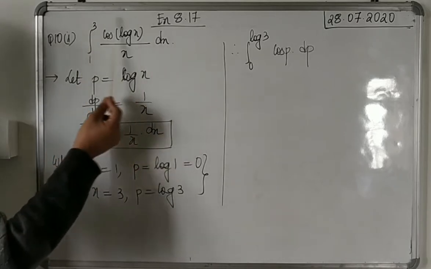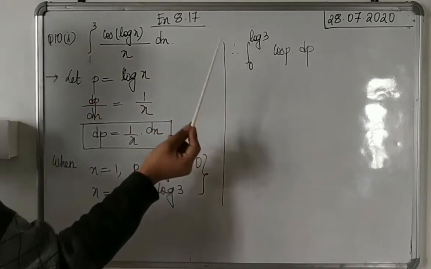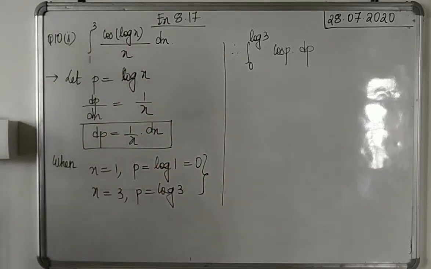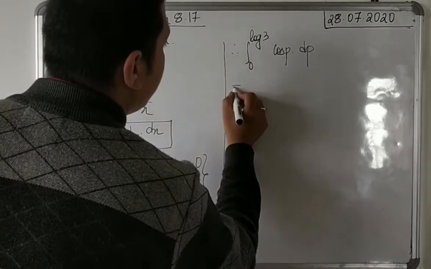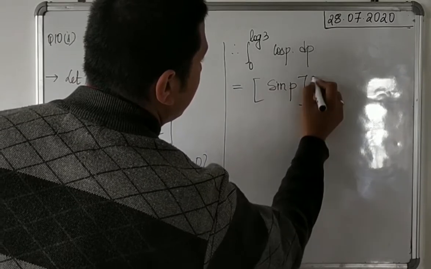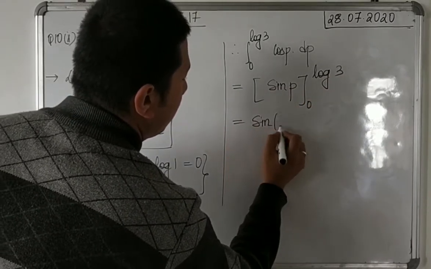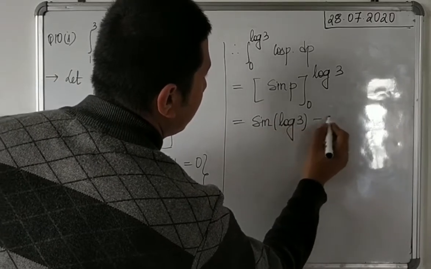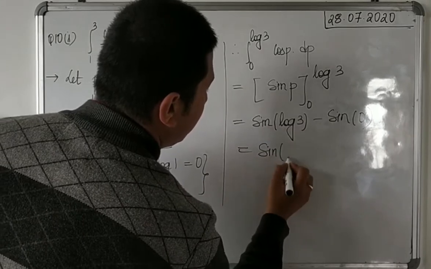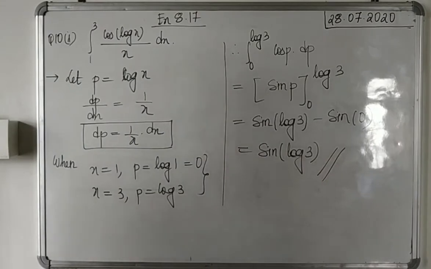Therefore this whole integral becomes 0 to log 3, lower limit, upper limit, okay? Cos p, and dx by x is dp. So integration of cos p. What is integration of cos p? We know integration of cos p is sin p, 0 to log 3. So upper limit minus lower limit, that is sine of log 3 minus sine of 0. So sine 0 is 0. The answer will be sine log 3. Please pause the video and note it down.